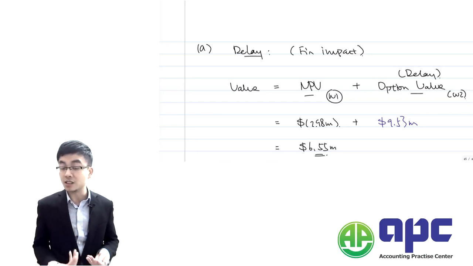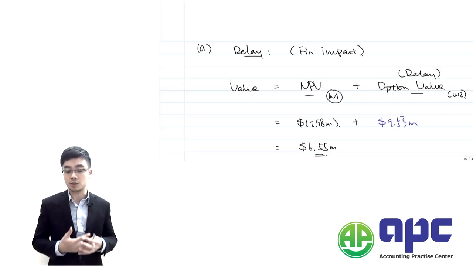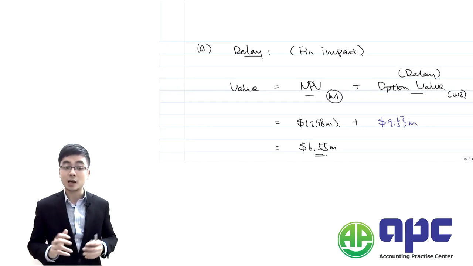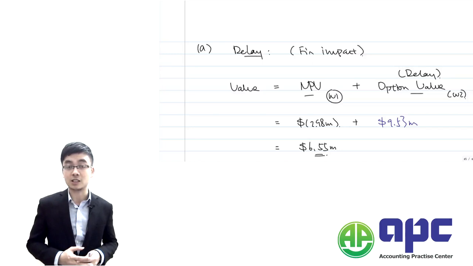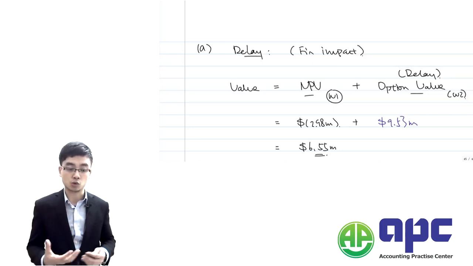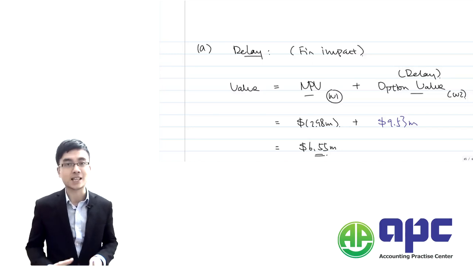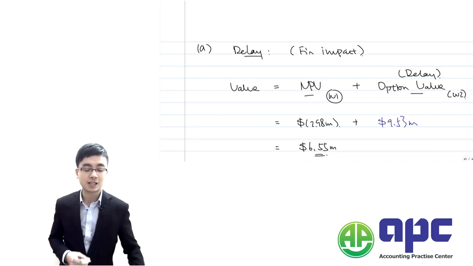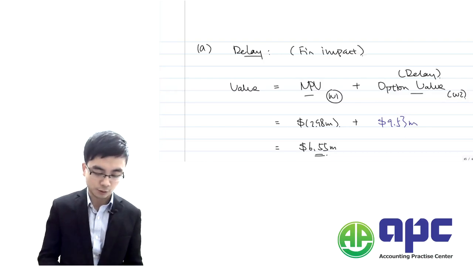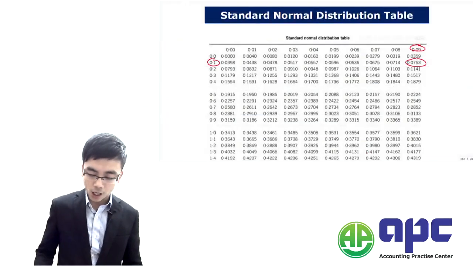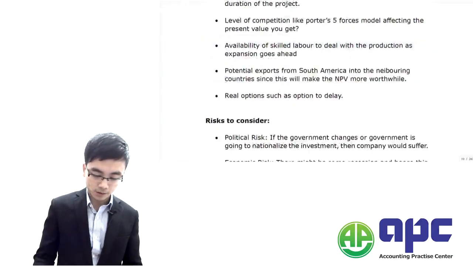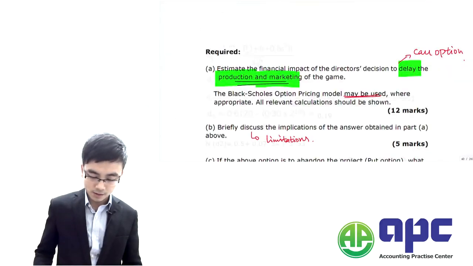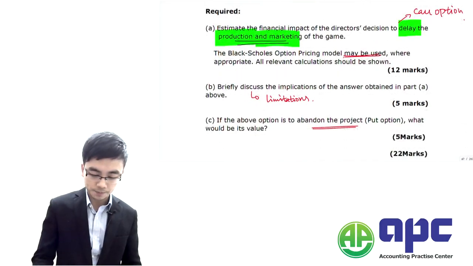But after you consider the option value to delay the marketing and production of the game, you will get another $9.53 million. And overall, if you consider that, you will make the game, which means the overall NPV would be greater than 0, and hence you're going to accept that project. So that's what the question has told us. Okay, so for part A, we tick for part A. It's a long process, yeah. You've done a great job.